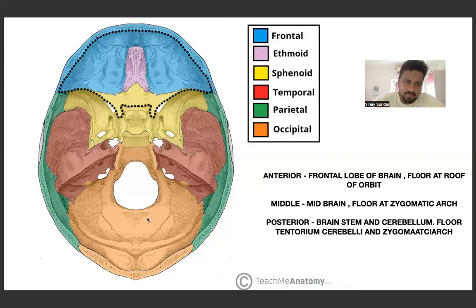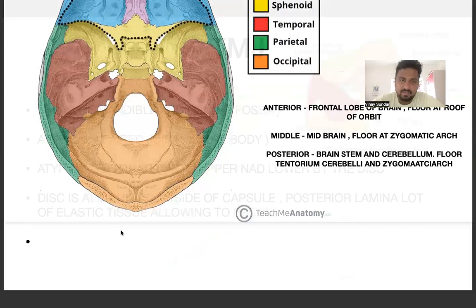Okay, this is the cranial fossa. Cranial fossa means a cavity in the head. It's divided into three. The one in the front is anterior, the one in the center is middle, and the one behind, which is most posterior, is known as the posterior. Then see where the structures are: the roof of the orbit, then the zygomatic arch, then the floor of the tentorium cerebelli. The more you orient yourself, the better you will feel and you won't forget easily.